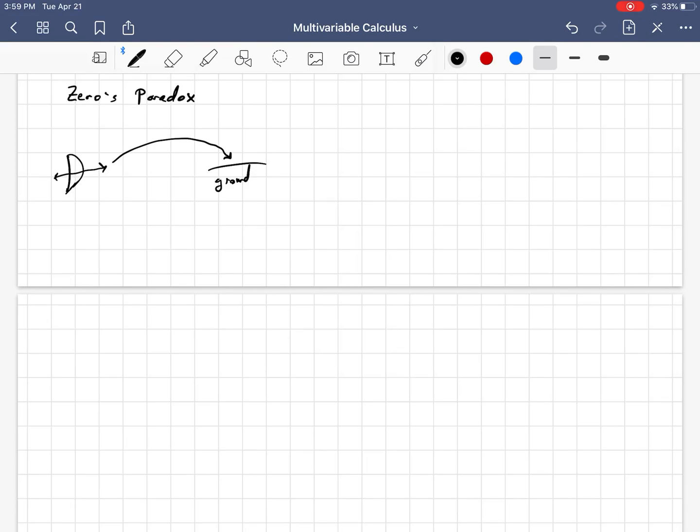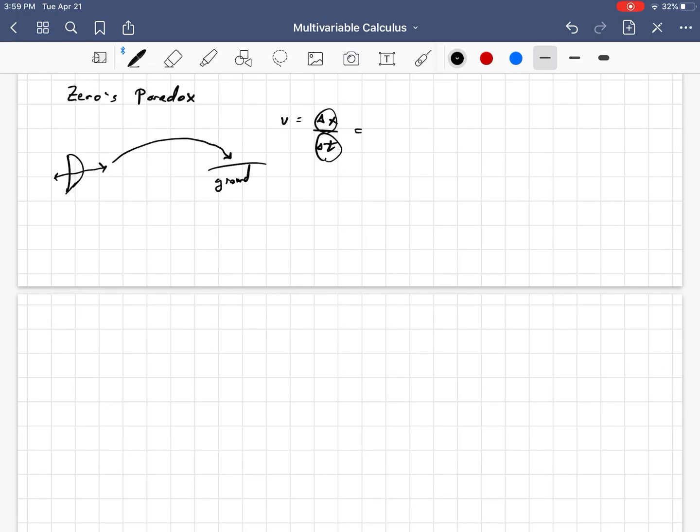But no, so he thought, well, okay, let's imagine that we take a snapshot, right? I hit the photo, get it? Oops. We take a snapshot in time, okay? And we say to ourselves, well, at that instant in time, the bow isn't moving, right? The bow has no velocity.